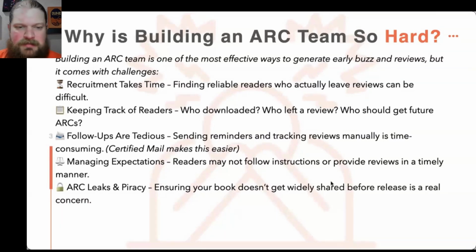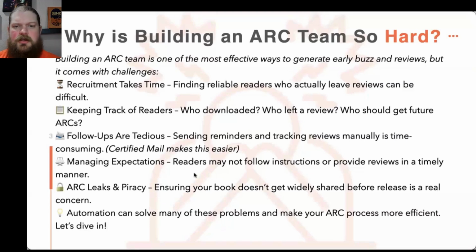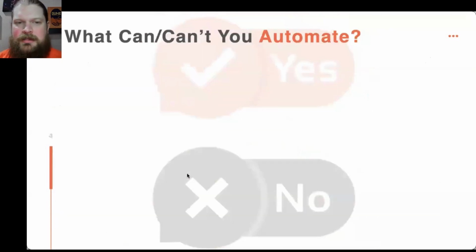And then there's the aspect of leaks and privacy. Not everybody's concerned about this necessarily, but you may want to ensure that your book doesn't get shared out in the open prior to release. So there are some security aspects of it. It's maybe not directly related to the automation aspect, but there are some ways we can control for that, so we will touch on that briefly. And automating is going to solve most of these problems and make your ARC process more efficient. So let's dive in here.